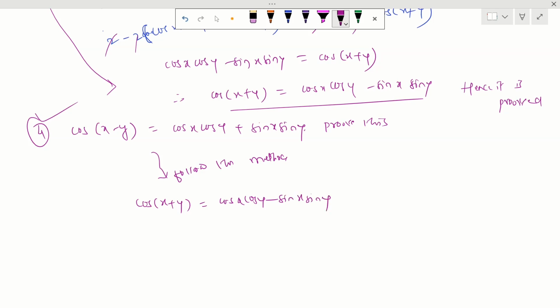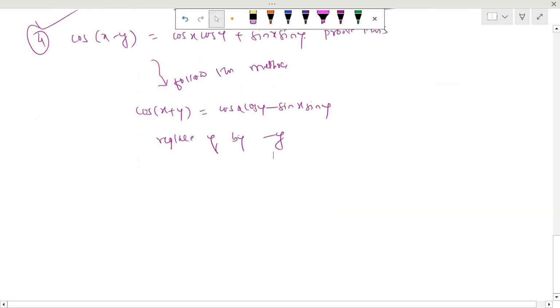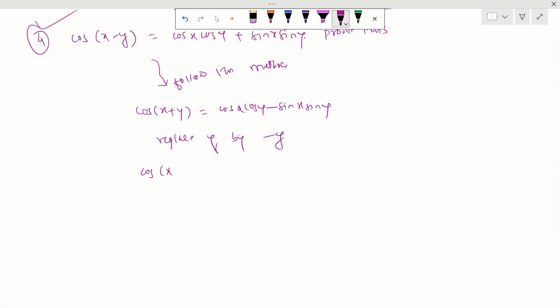In this equation we have to replace y by minus y. Then it is cos x, and y becomes minus y, and this is cos x cos of minus y.